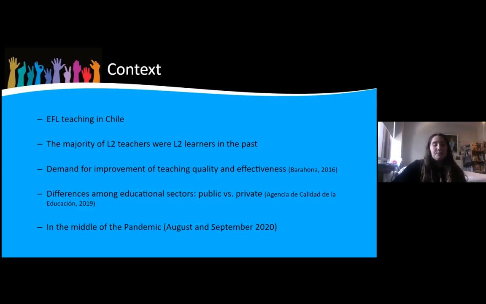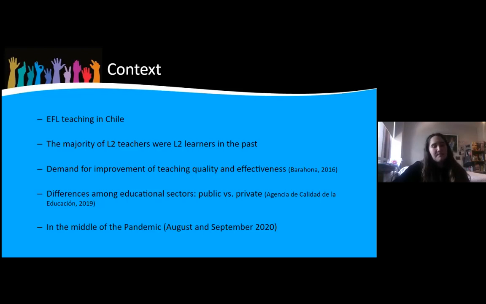Another very important note to have is the differences among educational sectors in the country, more specifically, public and private. This is evidenced in the Agencia de Calidad de la Educación in this country. In their studies, their results show the different socioeconomic groups. First, in the higher group, the private sector, 85% of students reach the basic and intermediate levels, whilst in the lower groups, the public sector, only 9% reach the basic and intermediate levels. So, an enormous gap between the two.